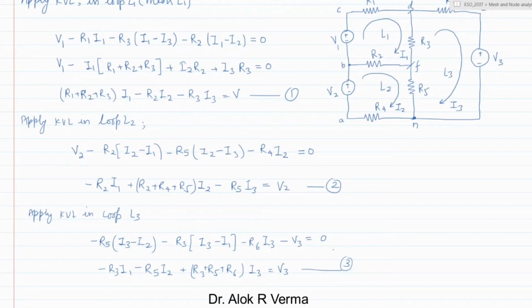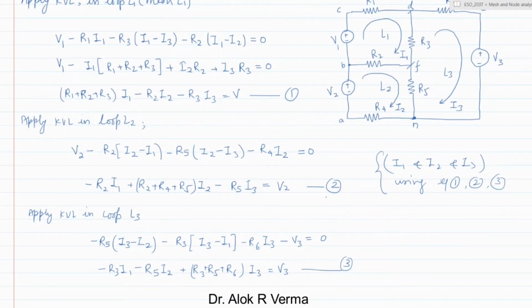Okay. Now we have three equations. In this case, we have three variables. What are the variables? We have to find the values of I1, I2, I3. So we have to solve three variables using three equations: equation 1, equation 2 and equation 3. This can be done. So the main task is to write the equation.